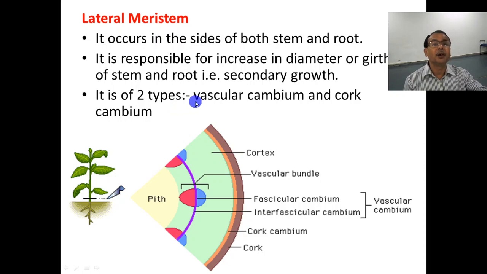It is basically of two types, vascular cambium and cork cambium. Here you will be able to see the position of vascular cambium. It is placed in between the xylem and phloem, right? So because of this vascular cambium, what happens? Secondary xylem and secondary phloem will be formed. That is responsible for secondary growth because of vascular cambium.